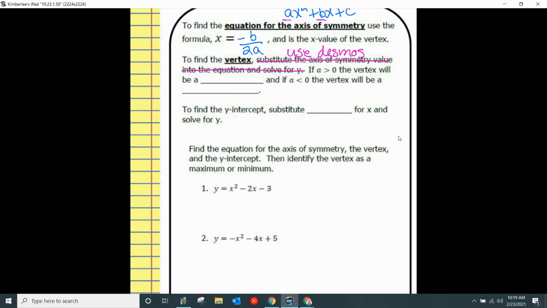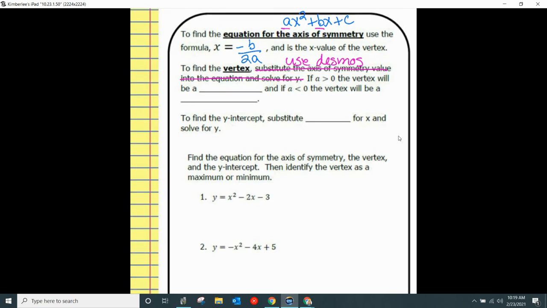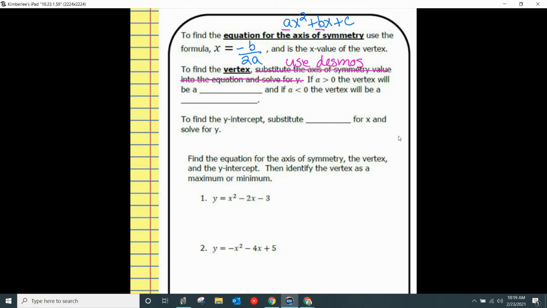Now, if your a value, the number in front of x squared up there, okay, so if it's greater than 0, if it's positive, then your vertex is going to be a minimum. It's actually opposite of what you would think, but you'll be able to see this on the graph.